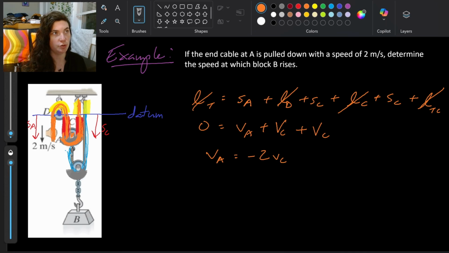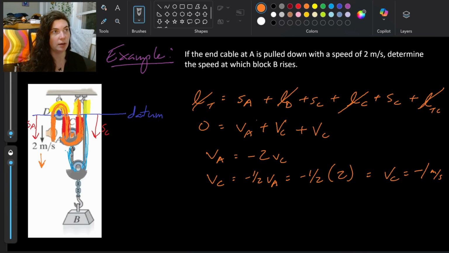So we can find the speed that pulley at C is rising at. VA we said is 2 meters per second, and it's going down, which is the direction of SA, so that's the positive convention. So VC is -1/2 VA, which is 1/2 of 2. So VC is -1 meter per second. -1 means it's moving up. Again, we said going down from the datum is positive. So since C is moving up towards the datum, it's negative. It's in the opposite direction. -1 meter per second.